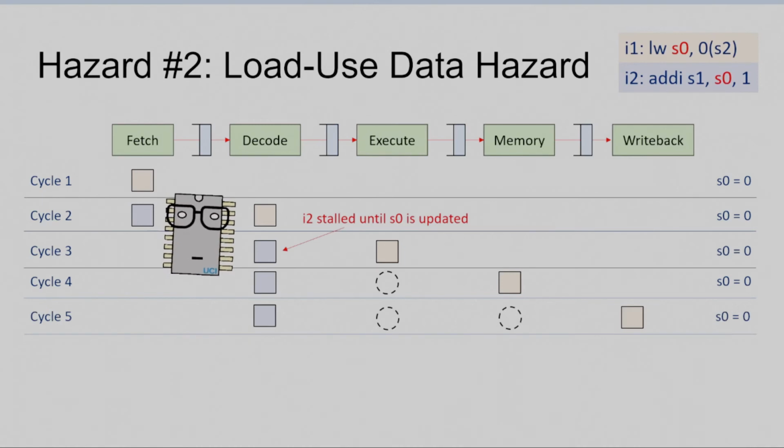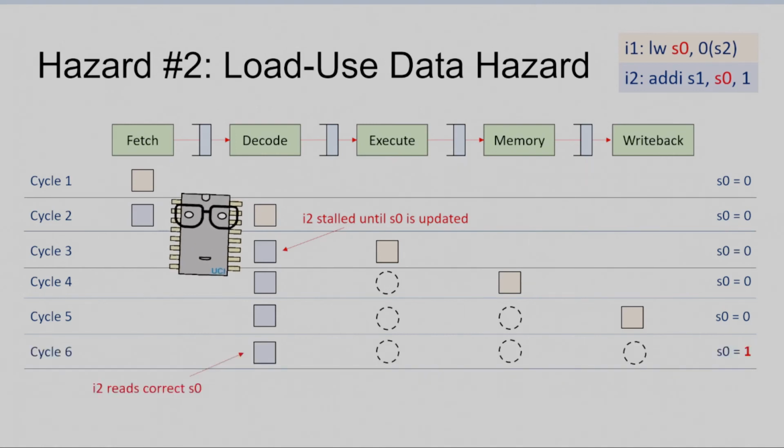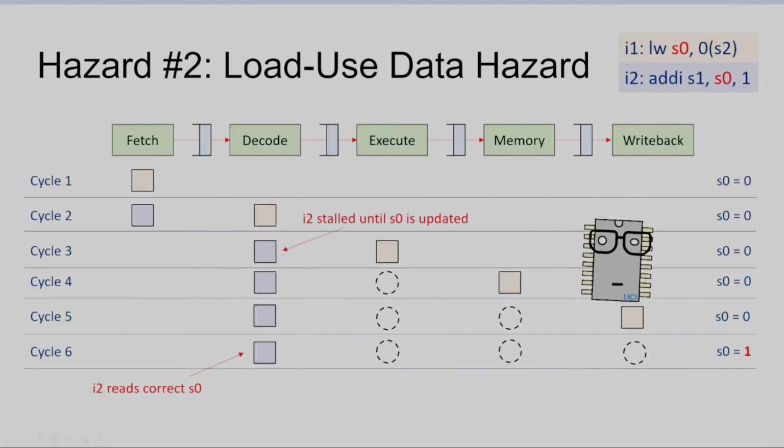So same as before, only after the memory stage sends out the memory read request, and the memory response is received by the write back stage, and only after this instruction completely retires and the write back is applied so that S0 has the correct value that we want, let's say the value is 1, which is read from memory, only after this can instruction 2 actually read the correct S0 and then continue moving forward.